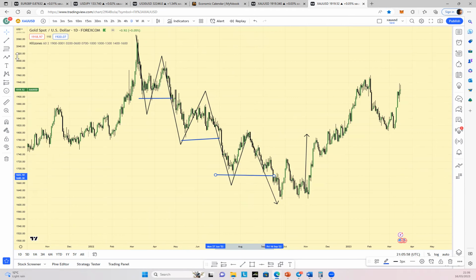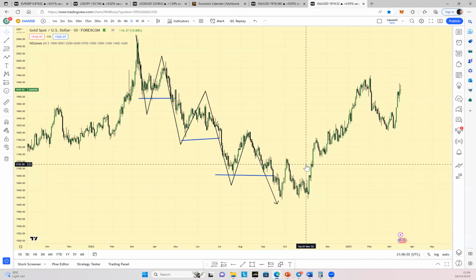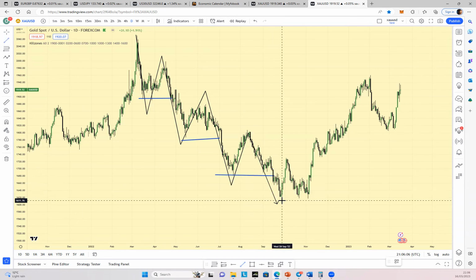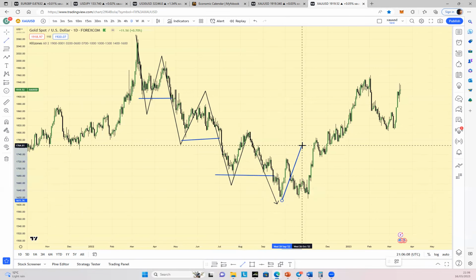Okay. But then what you will notice is when price gets to this area, right? There's a switch from down to up.